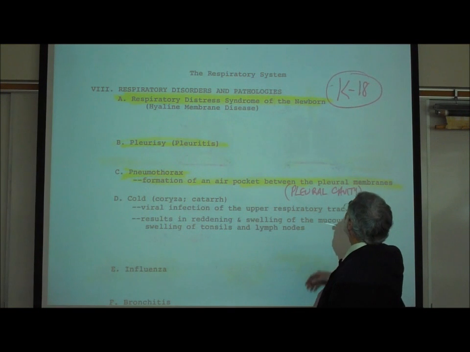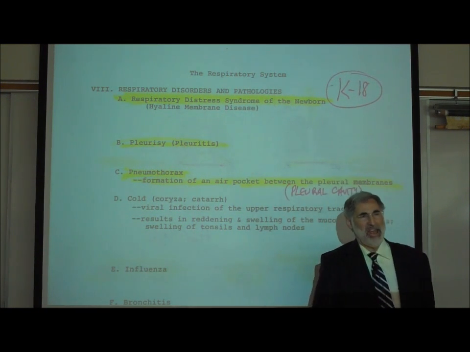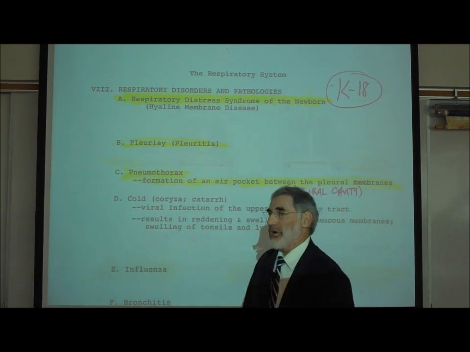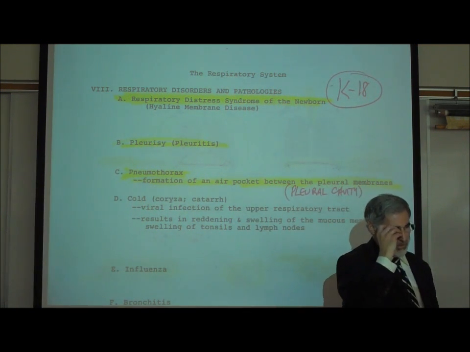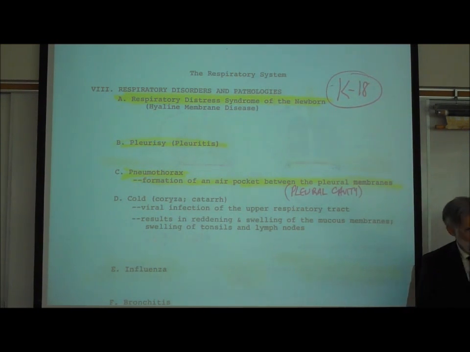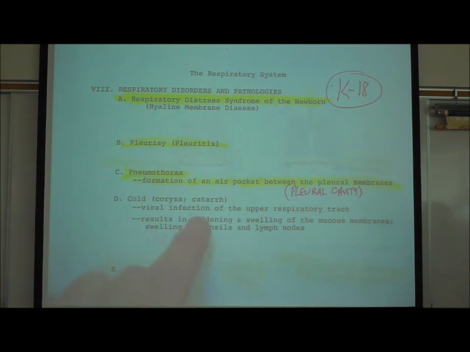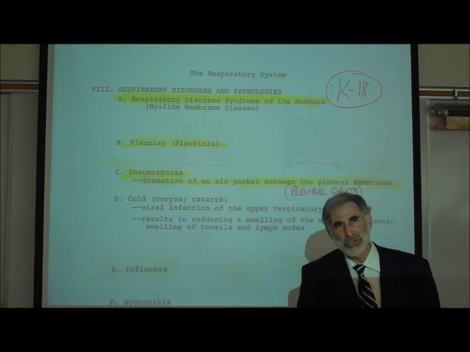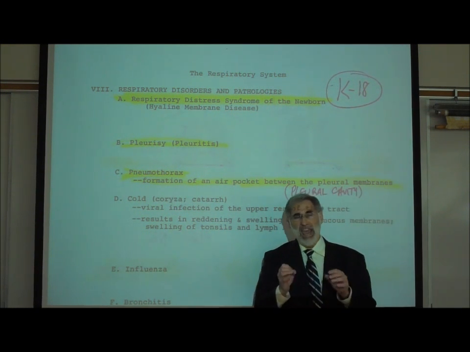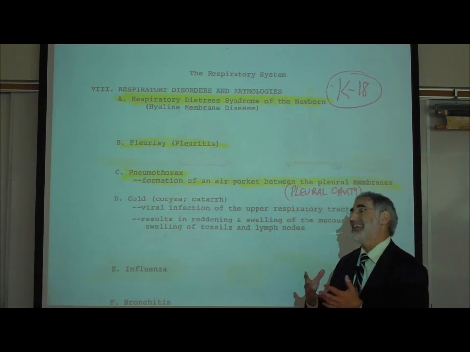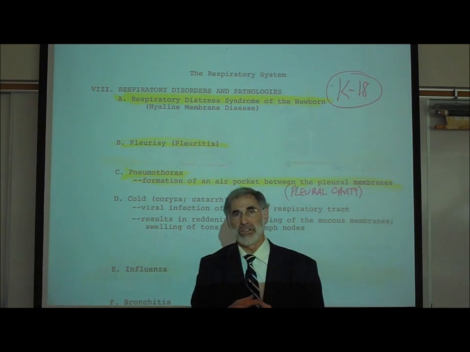All right, this is page K18, and as I try to do with most systems of the body, I will describe briefly some examples of disorders and pathologies, diseases associated with that system. So the first one, respiratory distress syndrome of the newborn. We know that the air sacs or alveoli only begin to develop beginning at the 6th month of fetal development.